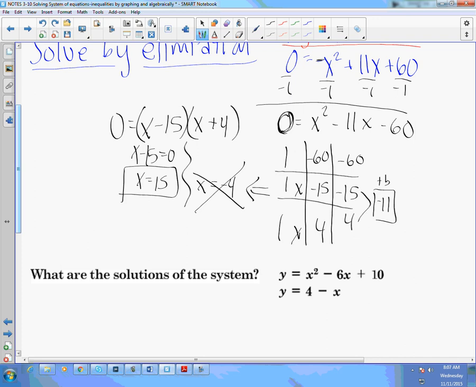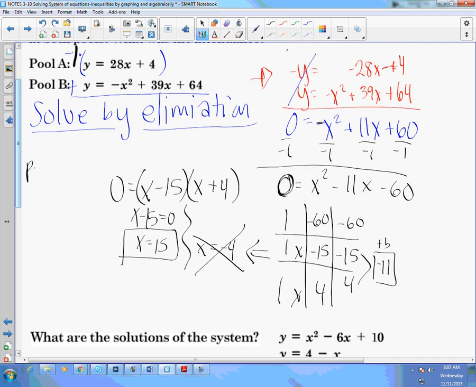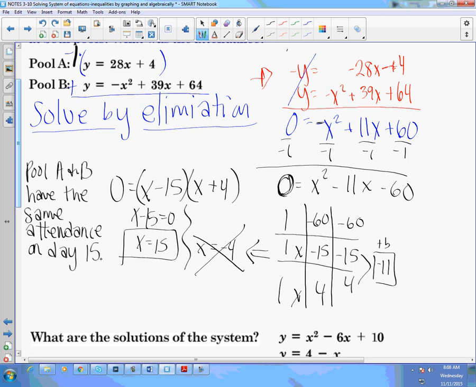So our answer is, when are they the same? Pool A and B have the same attendance on day 15. That would be a great answer. A nice complete sentence.